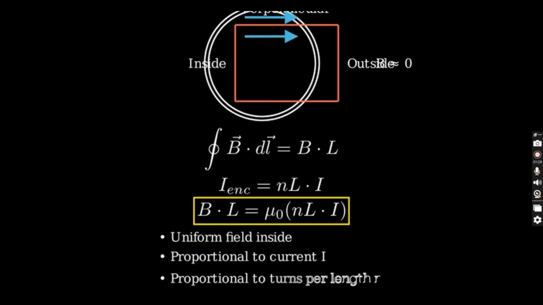This elegant result shows that the magnetic field inside a solenoid is uniform and directly proportional to both the current and the number of turns per unit length.